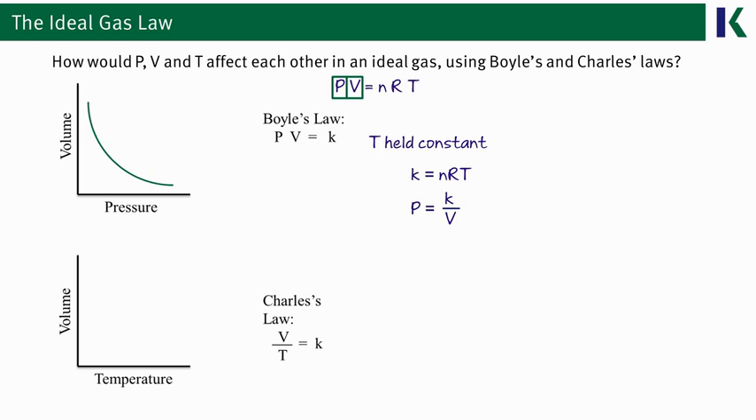Now let's consider Charles's law. Is K equal to the same thing here? No, it can't be. Charles's law is about temperature, so T can't be held constant. Instead, in Charles's law, it must be the pressure that's held constant, which means this K is equal to NR over P. That's why there's a small k in these equations, rather than some set variable.